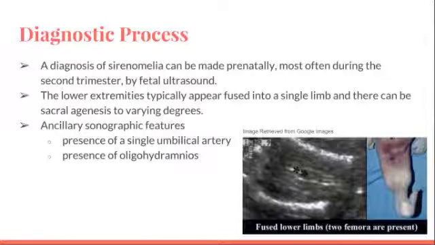Diagnostic process. A diagnosis of Sirenomelia can be made prenatally, most often during the second trimester, by fetal ultrasound. The lower extremities typically appear fused into a single limb, and there can be sacral agenesis to varying degrees. Ancillary sonographic features include presence of a single umbilical artery, presence of oligohydramnios.